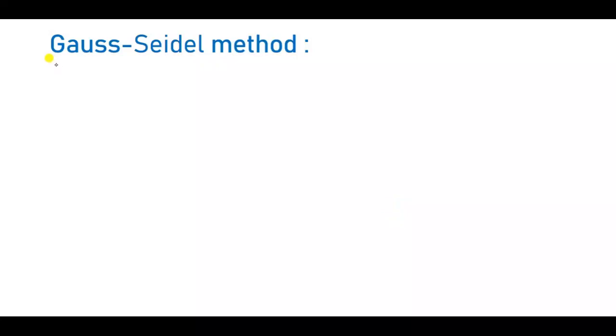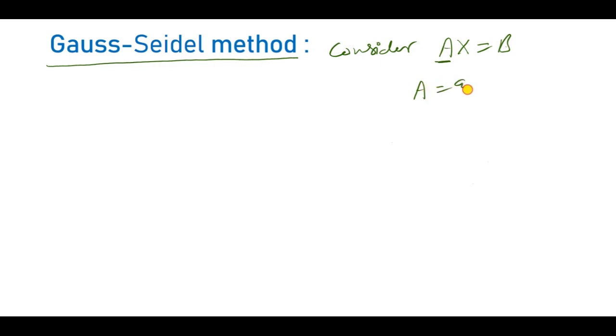Hello everyone. Today I am going to explain the Gauss-Seidel method. Consider a system of linear equations Ax = b. This is the matrix form of the given system of linear equations. Here A is the coefficient matrix, having the order n, that is A = (aij) of order n. X is the unknown matrix and b is the constant matrix.